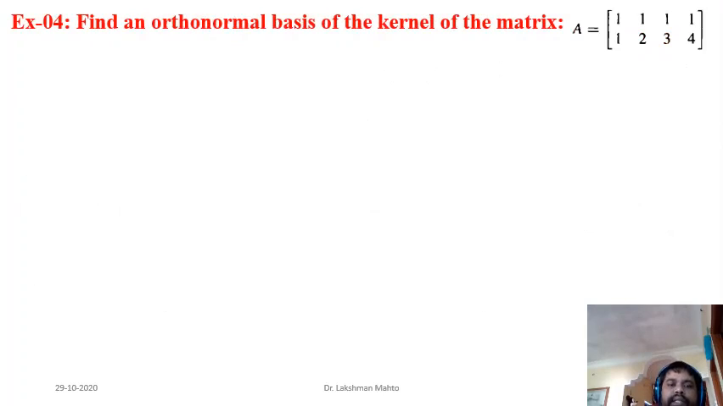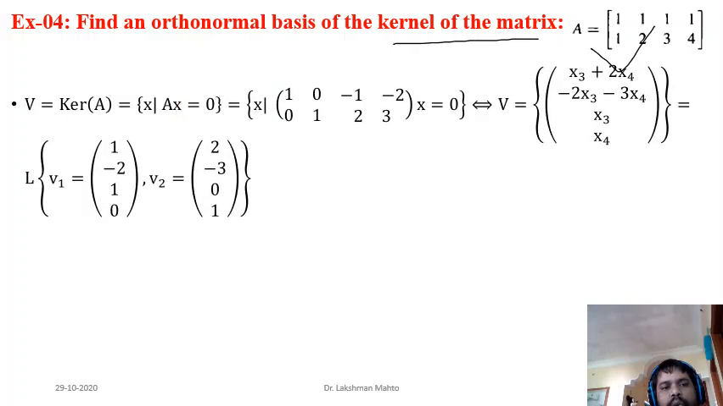Here I will discuss how to find an orthonormal basis for the kernel subspace of this given matrix. So first we have to find the kernel subspace of this matrix. What is the kernel subspace? It is defined as the collection of all the vectors which are nullified by the given matrix A. That means x such that Ax equals 0. So we have to solve this system of linear equations.